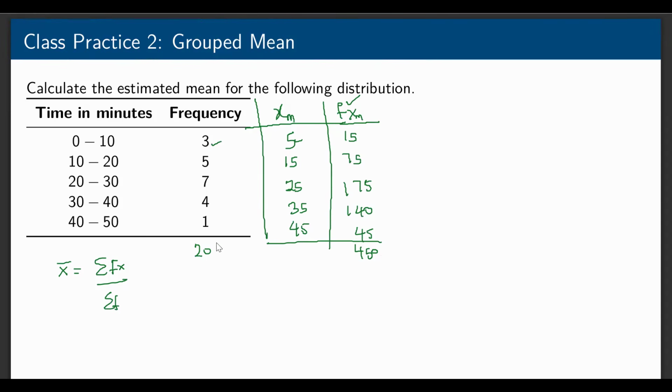So back to the formula. Summation of fx is 450 all over 20. So here we have 22.5 as the average, or the mean value, for this particular table. So this is our final answer.